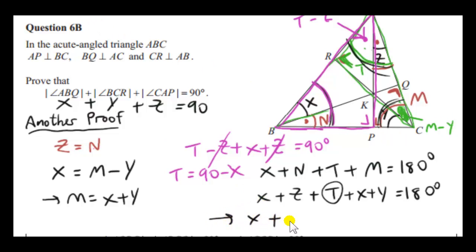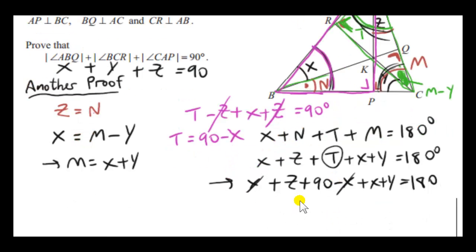So we're going to get X plus Z plus 90 minus X for T plus X plus Y equals 180. So now we've got rid of everything. We just have X, Y, and Z in this. These X's go out. And if we just subtract 90 from both sides, we get Z plus X plus Y, or X plus Y plus Z, equals 180 minus 90, which is 90. That's what we have to prove.